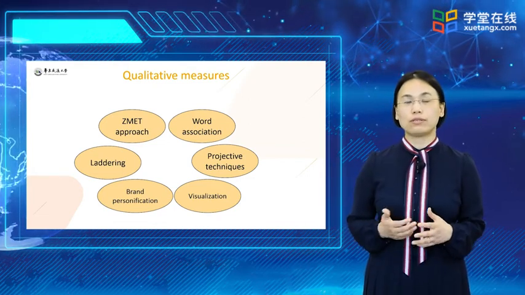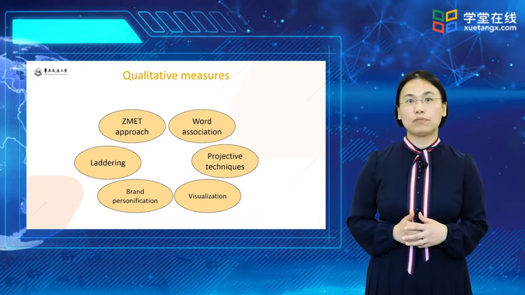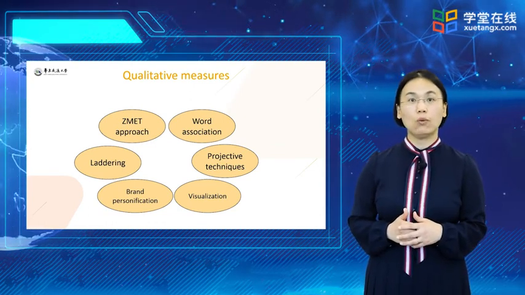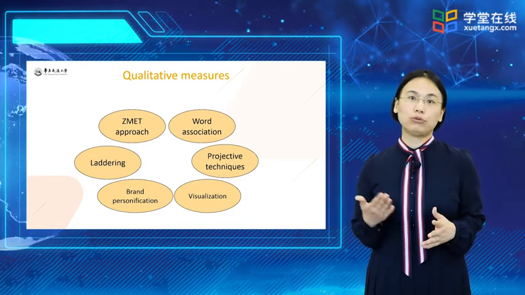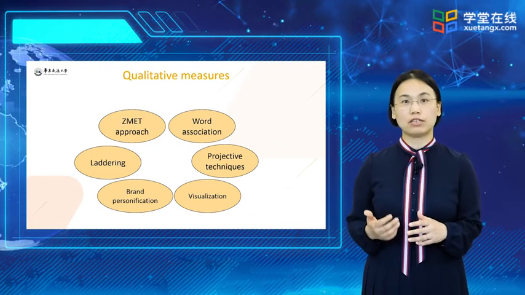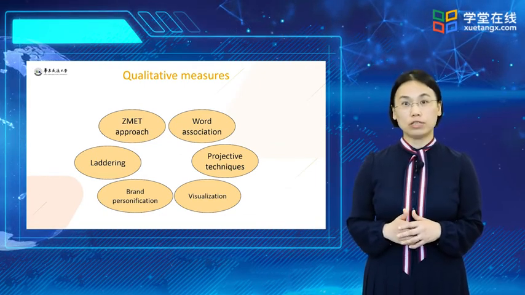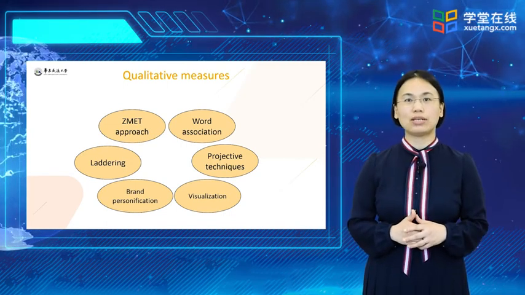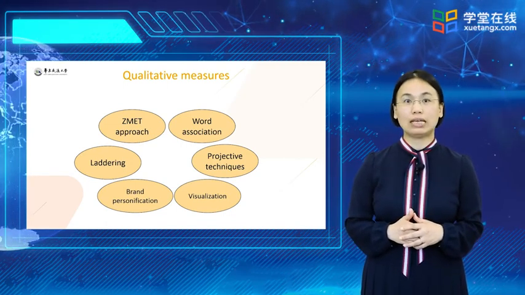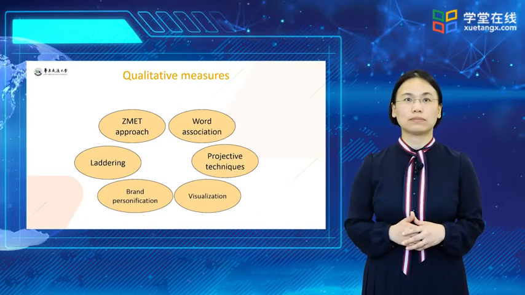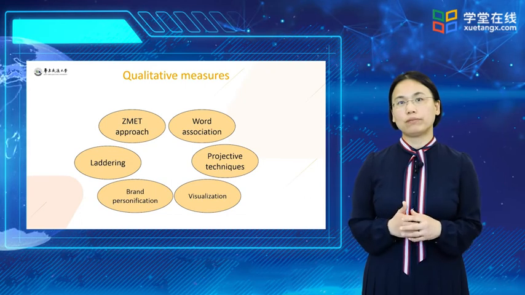Brand associations: to identify the range of possible brand associations, ask subjects what words come to mind when they hear the brand's name. Projective techniques give people an incomplete or ambiguous stimulus and ask them to complete or explain it. Visualization requires people to create a collage from magazine photos or drawings to depict their perceptions.